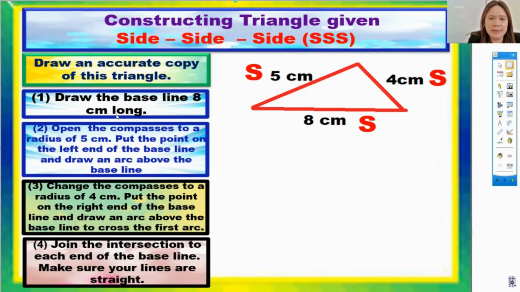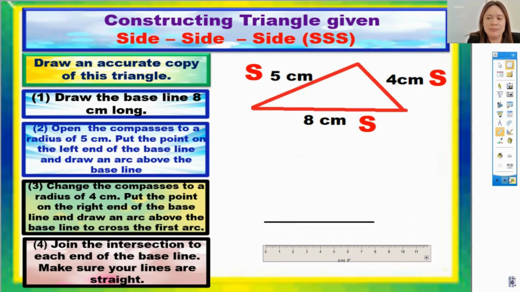So step number 1, we are going to draw the baseline, this side here, which is 8 centimeter long. So be ready with your ruler, year 8. So let's try to draw first 8 centimeter long, which is one side of the triangle. So this is 8 centimeter long. So if you want to label 8 centimeter long, you can just label it right away. So this side here is 8 cm. Okay, so this is the first.